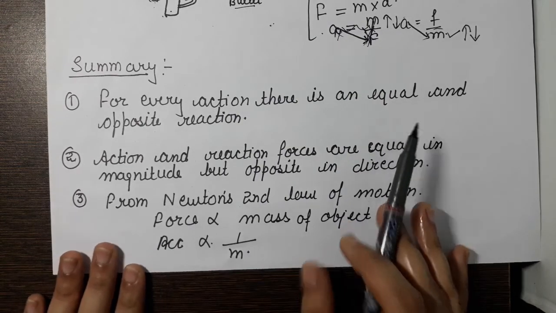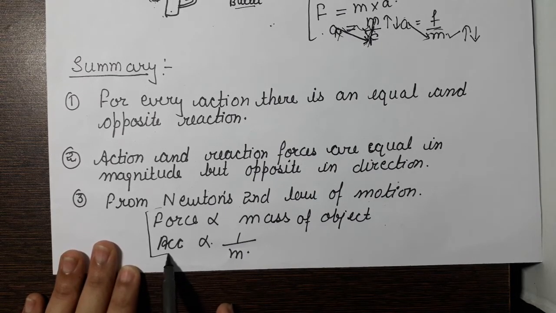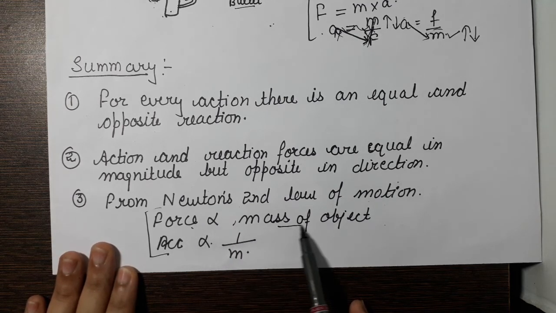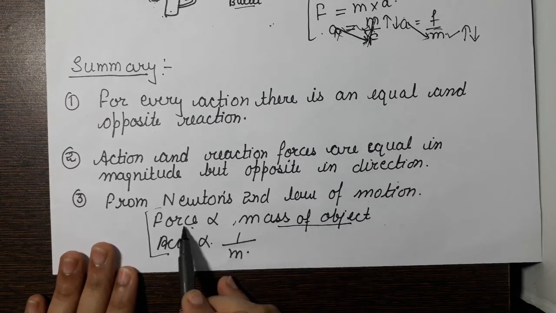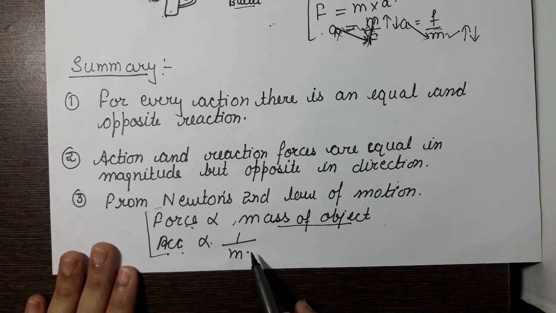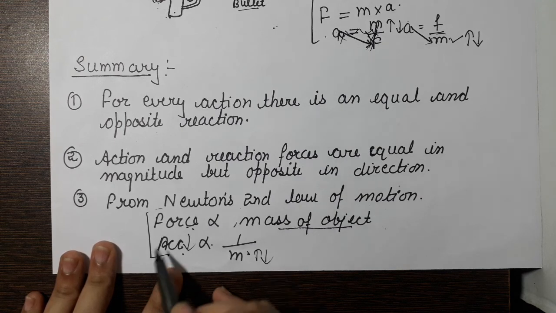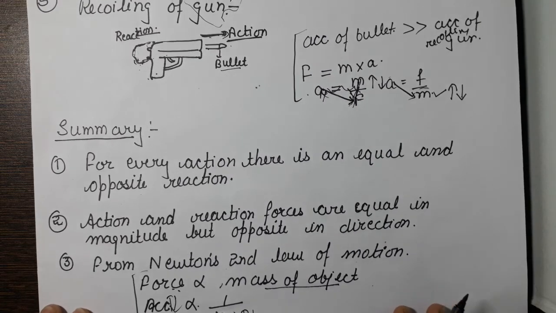We also went through Newton's second law to some extent, as we used two formulas to explain some examples. Force is directly proportional to the mass of the object: if the mass of the object is more, then force will also be more, and if the mass is less, then force will also be less. And similarly the next formula: acceleration is inversely proportional to mass. If mass is more, acceleration will be less, and if mass is less, then acceleration will be more. So this was all about Newton's third law of motion.